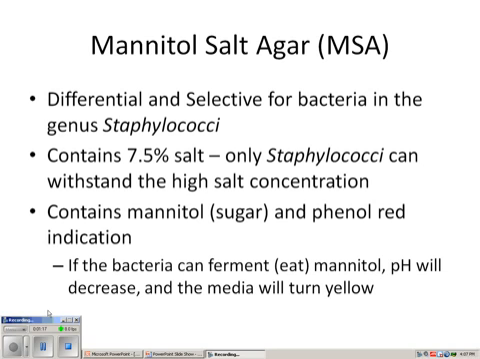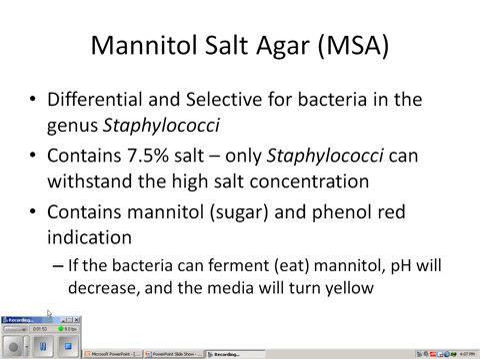The mannitol salt agar, due to its high concentration of salt, allows selective growth of only halophilic bacteria. It turns out that the most common genus that grows well in the presence of high salt is Staphylococcus. However, Staphylococcus is not the only bacteria that can grow on mannitol salt agar, and we'll see that as we go through this semester. Some textbooks will also state that MSA is selective for gram-positive bacteria. That is not true. Not all gram-positive bacteria are halophiles.